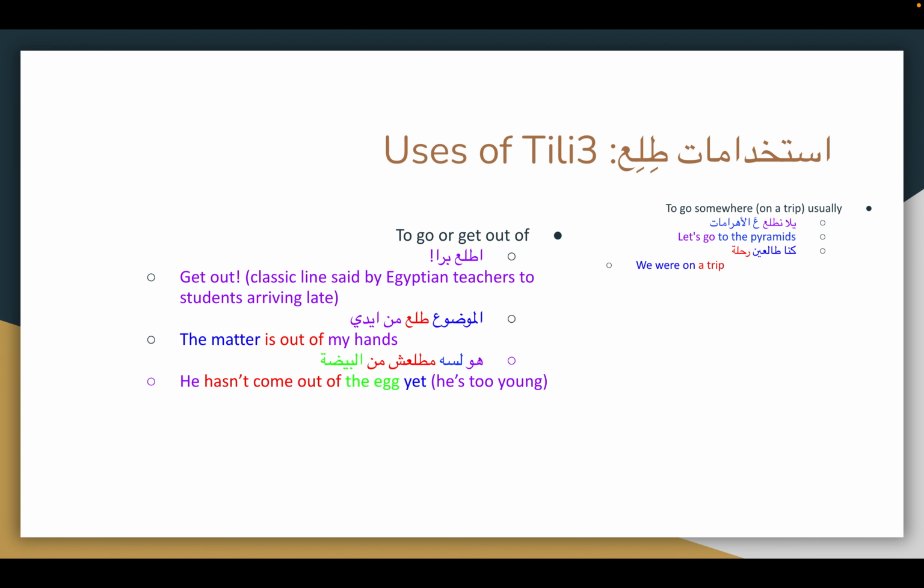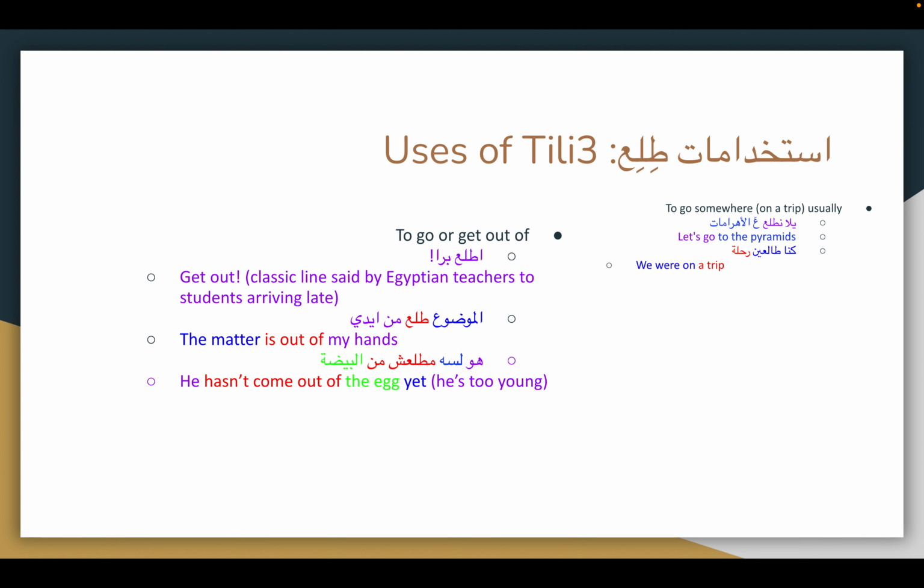بعدين we have to go or to get out of. A classic line said by Egyptian teachers to students arriving late is اطلع برا. Get out. Next we have الموضوع طلع من إيدي. الموضوع, the topic or the matter. طلع, got out of. من إيدي. الموضوع طلع من إيدي.